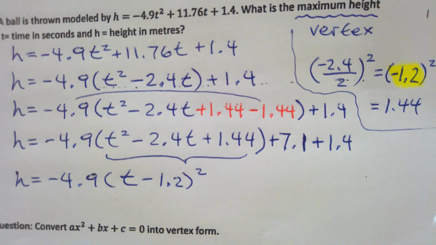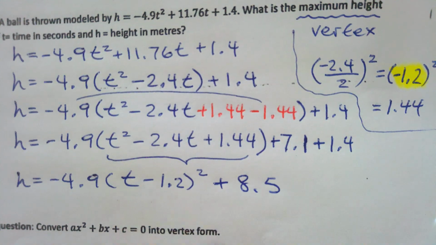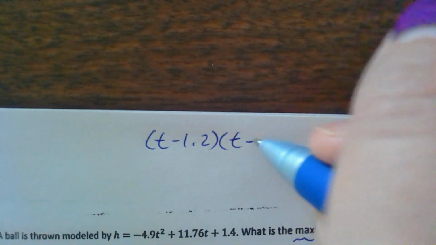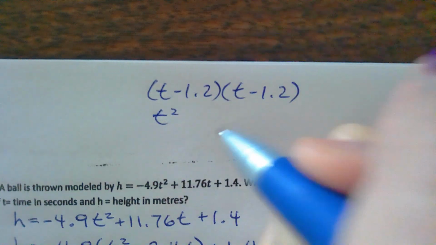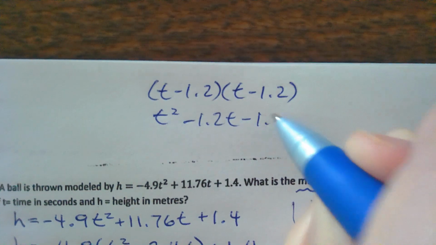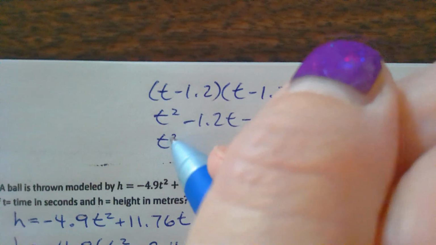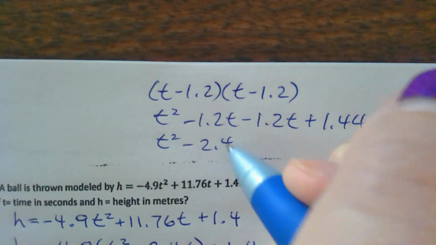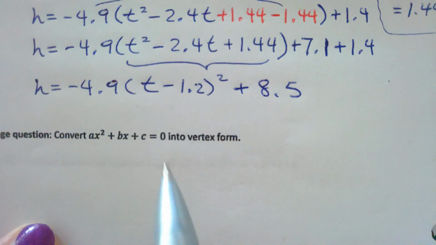Yeah. So I'm confused. How are we factoring that down to that? Okay, let me just finish this part off. So 8.5. So plus 8.5. This, let me just write on the side, t minus 1.2. If I do FOIL on this, I'm going to get t squared minus 1.2t minus 1.2t plus 1.44. So when I simplify it, I get t squared minus 2.4t plus 1.44, right? Ta-da!